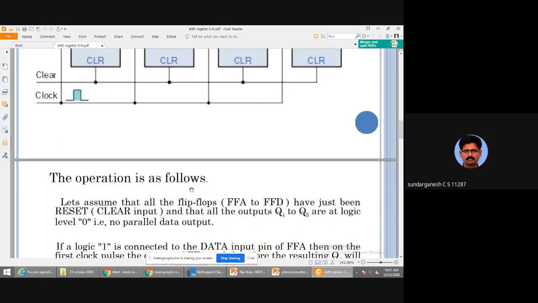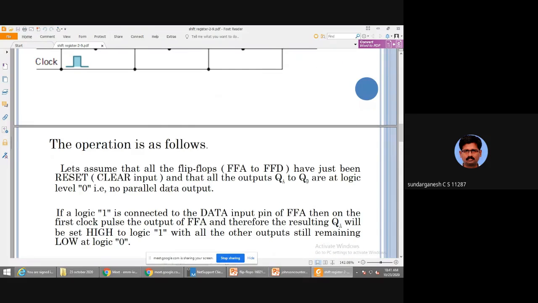So how is it working? Initially I am resetting all the flip-flops. Resetting means I am clearing the flip-flops. They become zero, logic level zero. Next, I am giving an input one at the first flip-flop. At the first clock pulse, it will be available at QA. QA will become high, one. All the other outputs are still at zero.